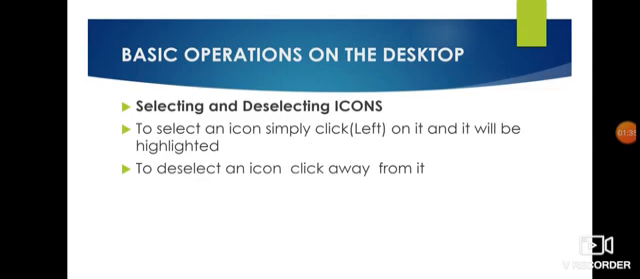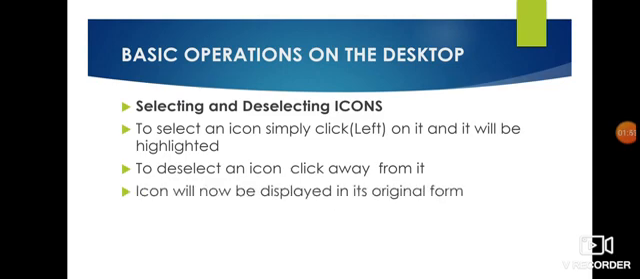Now to deselect an icon, click away from it. If you want to deselect the icon, just click anywhere on the desktop. Your selected icon will now be deselected. Icons will now be displayed in their original form.